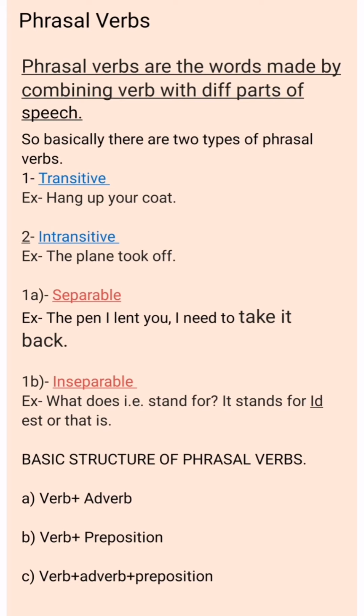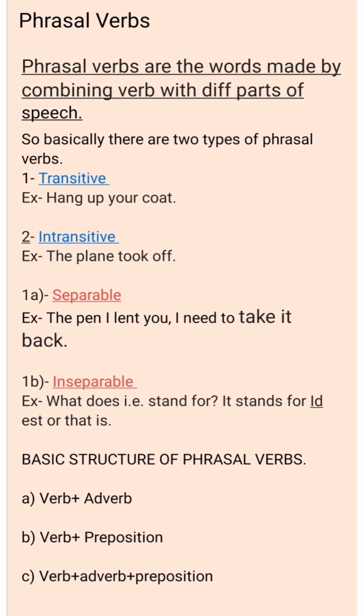And now we are with inseparable phrasal verbs. In these types of phrasal verbs we cannot insert any word or we cannot separate them, implying the same meaning. For example, what does IE stand for? It stands for it is or that is. So what we see here is stand for is a phrasal verb that we used in the question, and the same we use in the answer, but we cannot insert any word between them because they are inseparable phrasal verbs. So this was all about the types of phrasal verbs.